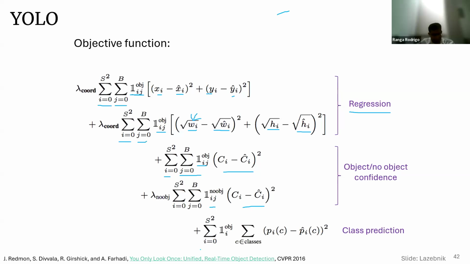And now for all the cells, boxes are not considered here. If there is an object, we find the class conditional prediction. So these are probabilities of the predicted classes, all the 20 classes. These are the ground truth classes. Only one will be one there in the ground truth. So this is the loss function of YOLO.